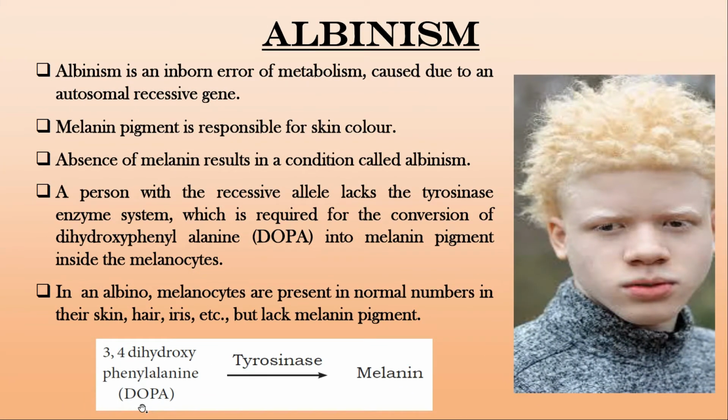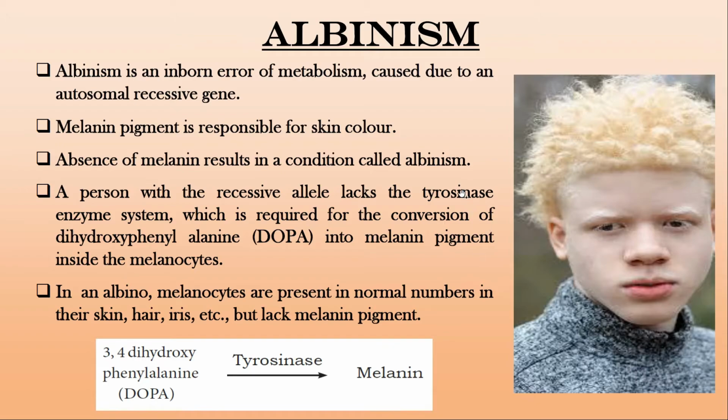Next we have albinism. Albinism is also an inborn error of metabolism caused due to an autosomal recessive gene. So you can see the picture of a person who has albinism. Melanin pigment is responsible for the skin color. So absence of melanin causes a condition called albinism. A person with the recessive allele will lack the tyrosinase enzyme system, which is required for the conversion of dihydroxyphenylalanine, in short DOPA, into melanin.